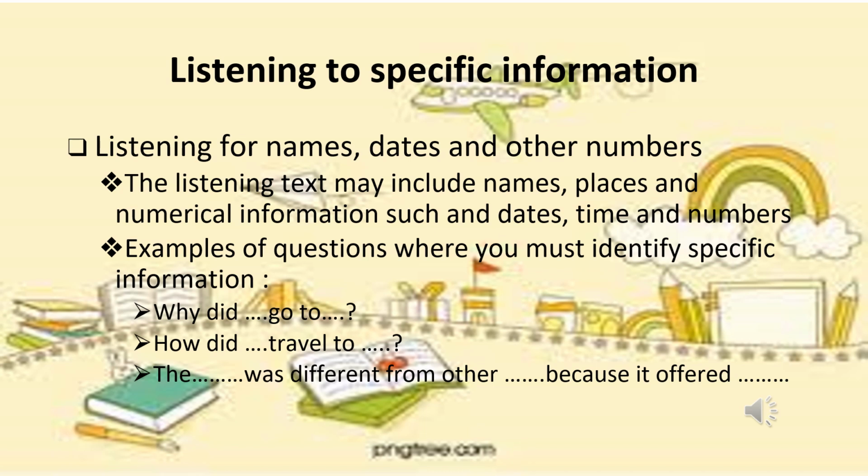Example, the listening text may include names, places, and numerical information such as dates, time, and numbers. Secondly, example of questions where you must identify specific information. Example, why did someone go to? Next, how did travel to? Lastly, the was different from other because it offered.